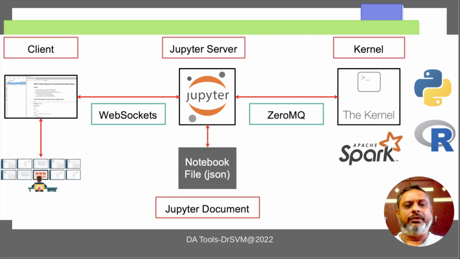So that's an overview of how Jupyter can be used in an overall cloud environment. We have a kernel where Python or R is being run. Then we have a Jupyter server. The Jupyter server is using the document. The client is shown through the web socket.